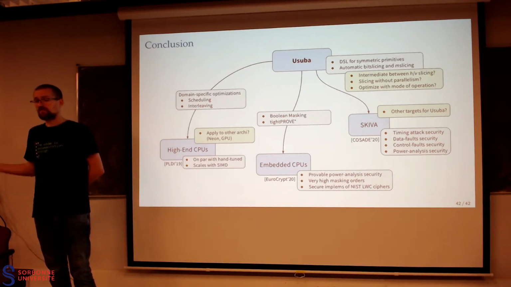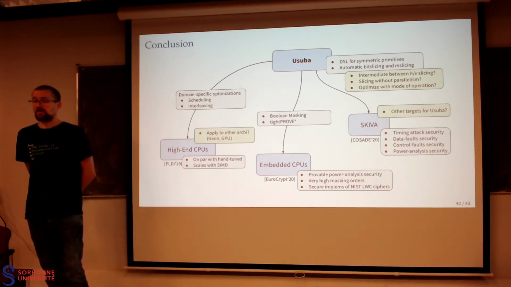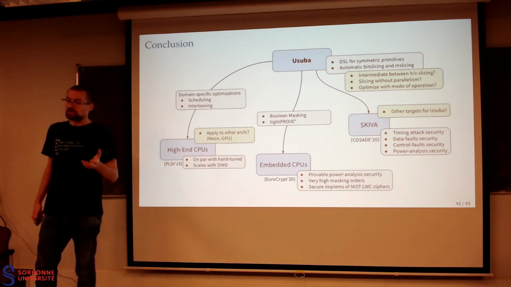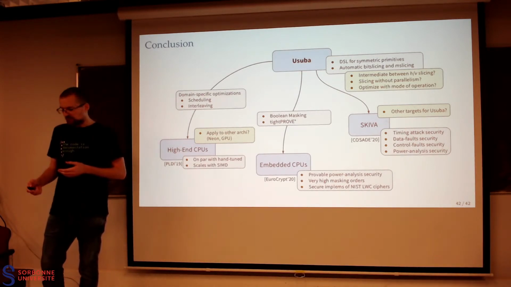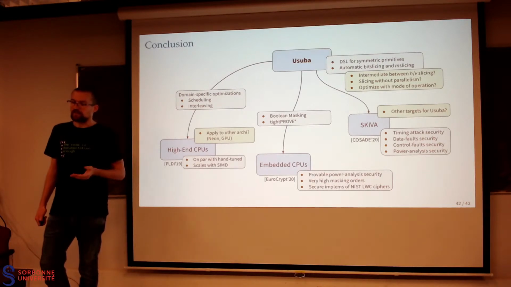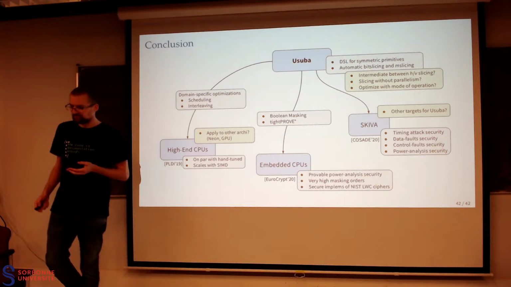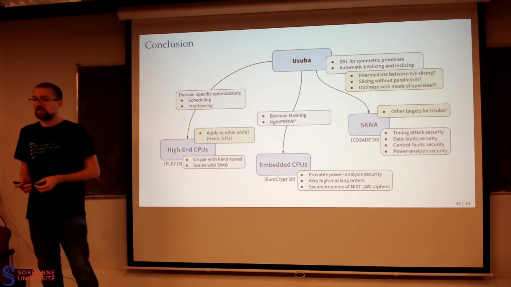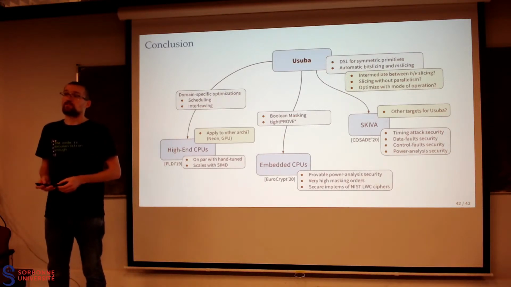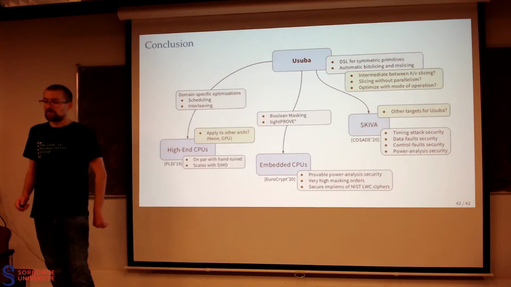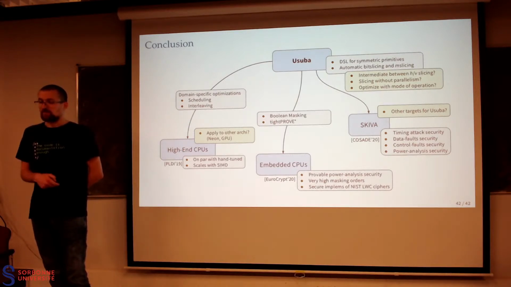Then what I've shown you for high-end CPUs, the optimizations rely on the microarchitecture of the CPUs, and the question is, how does that apply to other architectures? So on ARM, where you have the Neon extensions, or on GPUs, which are parallel by nature, and that's a good target for bit slicing. But maybe generating code from Usuba to GPUs might be trickier than just for general purpose CPUs.